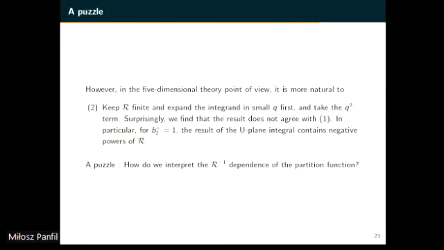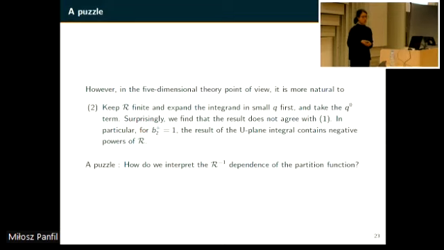However, from the five-dimensional theory point of view, it is actually more natural to keep the parameter R finite, because this was the radius of the fifth circle, and expand the integrand in small q first, okay? And take the q to zero limit, keeping R finite. Surprisingly, it seems that there is some sort of order of limit issue between taking R small and taking q small. And we find that the result of the second approach doesn't agree with the first approach.